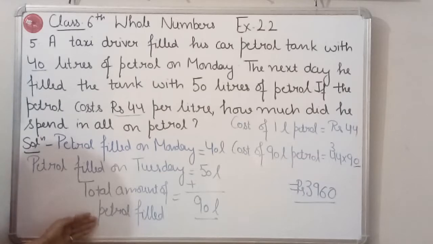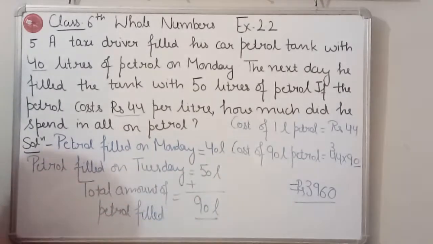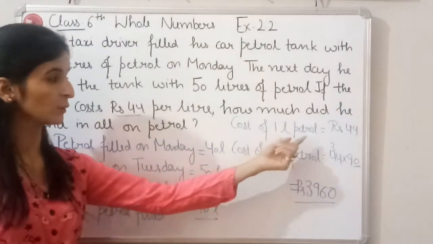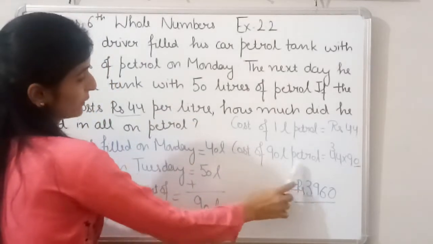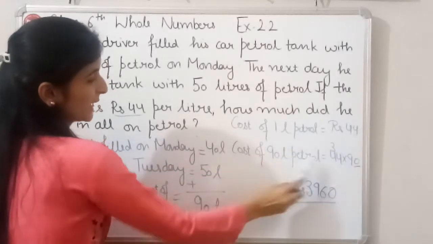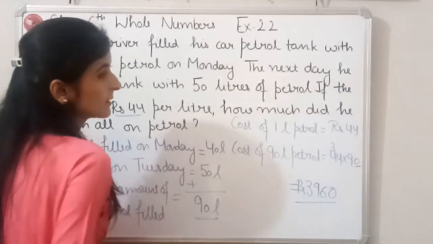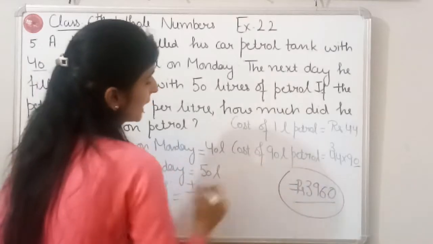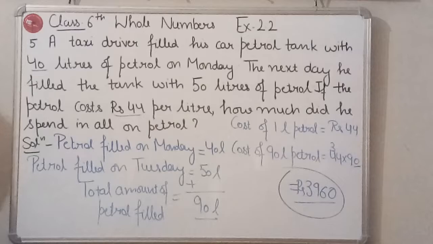Firstly, we have found the total amount of petrol filled by adding these two, 40 and 50, which is 90 liters. Next, we had given the cost of 1 liter of petrol, that is rupees 44. So we can find the cost of 90 liters of petrol, that will be equal to 44 multiplied by 90, which is equal to 3960. So the total amount spent on petrol will be 3960. So this is the solution of this question.